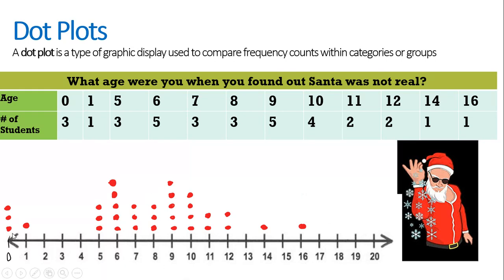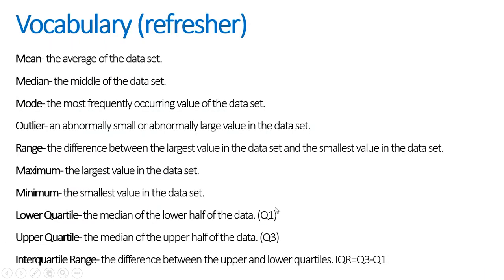So it gives me an idea of the spread. Based on this data, I can make an inference that people were mostly between the ages of 5 and 12 when they found out that Santa wasn't real, probably closer to between 6 and 9, or maybe even 6 and 10, but that they were fairly young when they found that out. And it's really easy for me to see how frequently something is occurring.